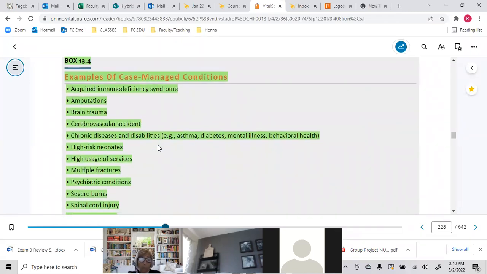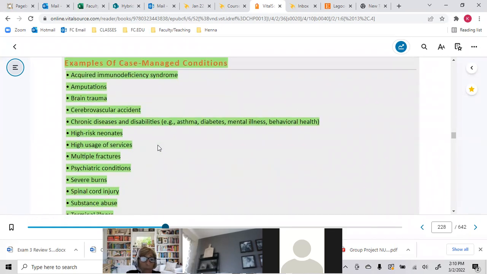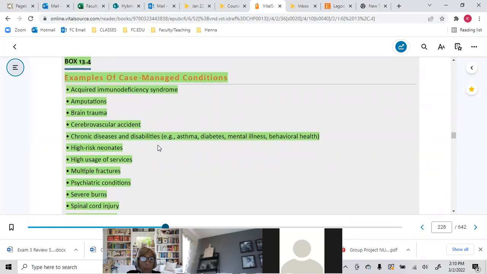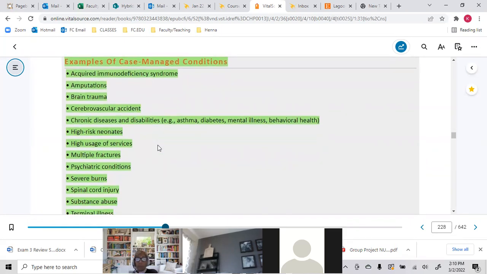And then this is what we need to know. What are some examples of case management conditions? So when you look at this list, 13.4, what do they all have in common? Think about case management. What do all these conditions have in common?